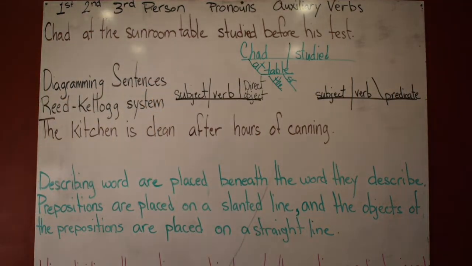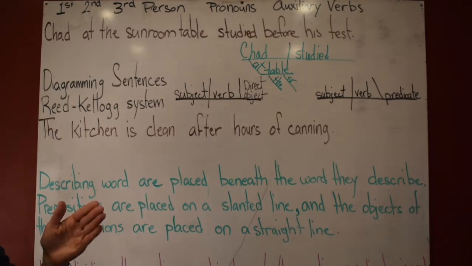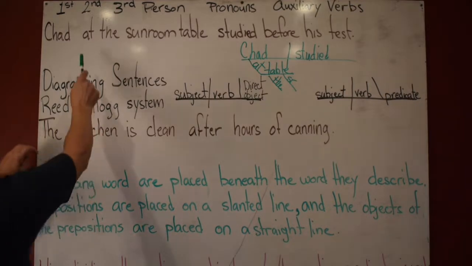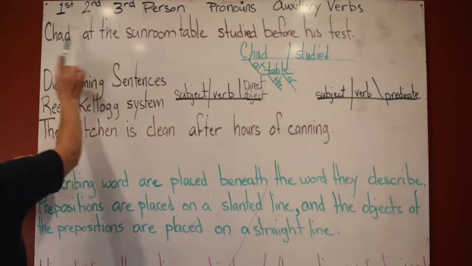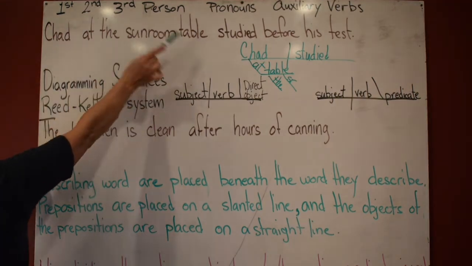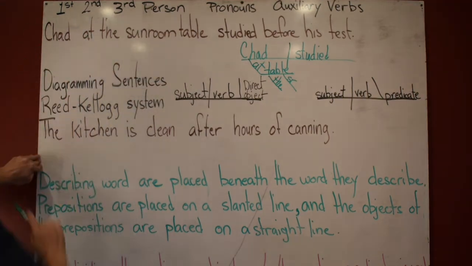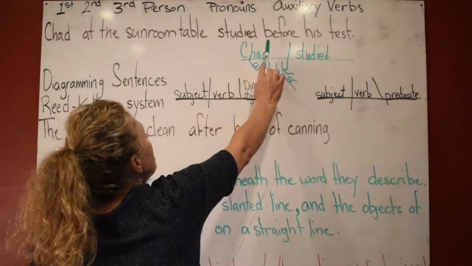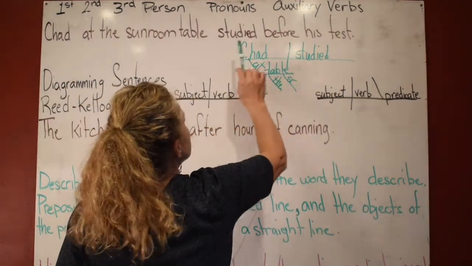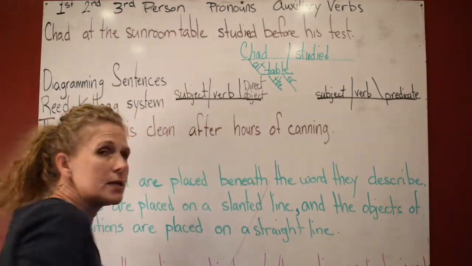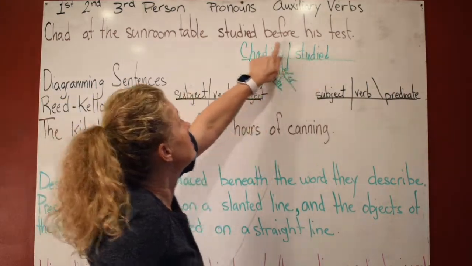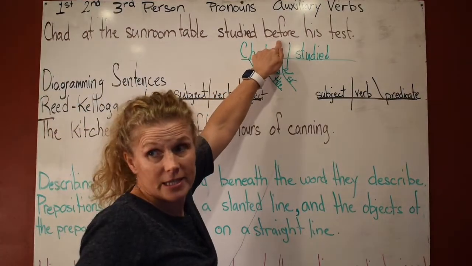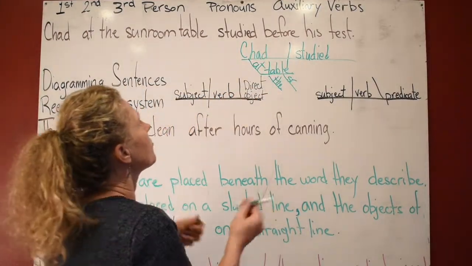Okay, so now we have an adverb phrase describing the verb. See how this right here is describing Chad. Chad's at the sunroom. Where is Chad at? It's describing Chad. Now this one right here, before his test. Well, what's before his test? He studied. It's describing studied. This is a prepositional phrase acting as an adverb phrase.